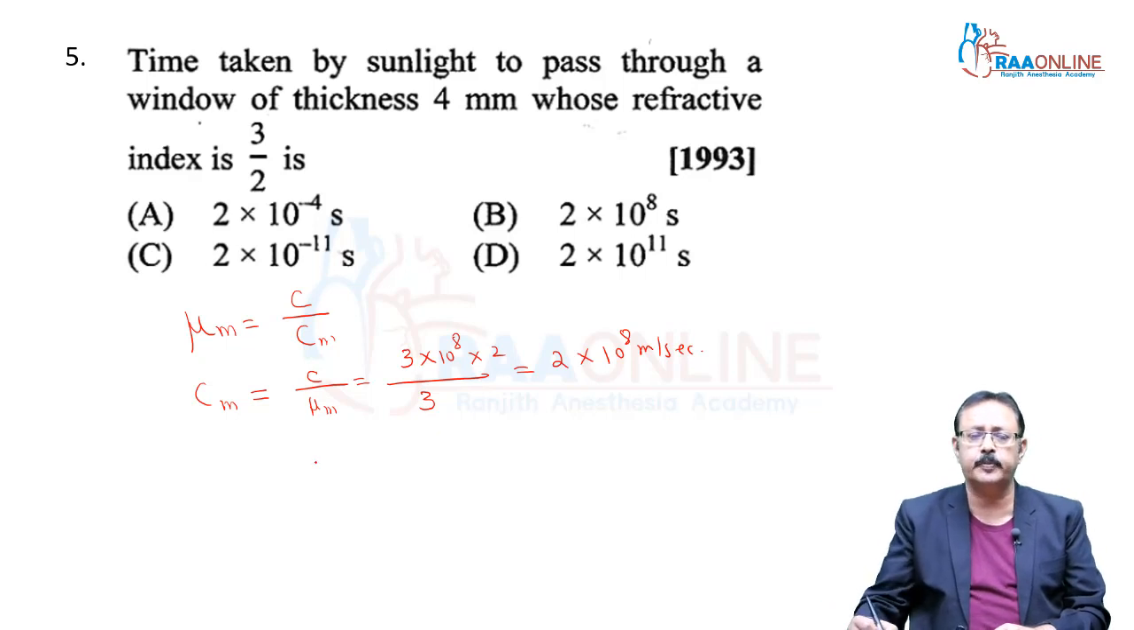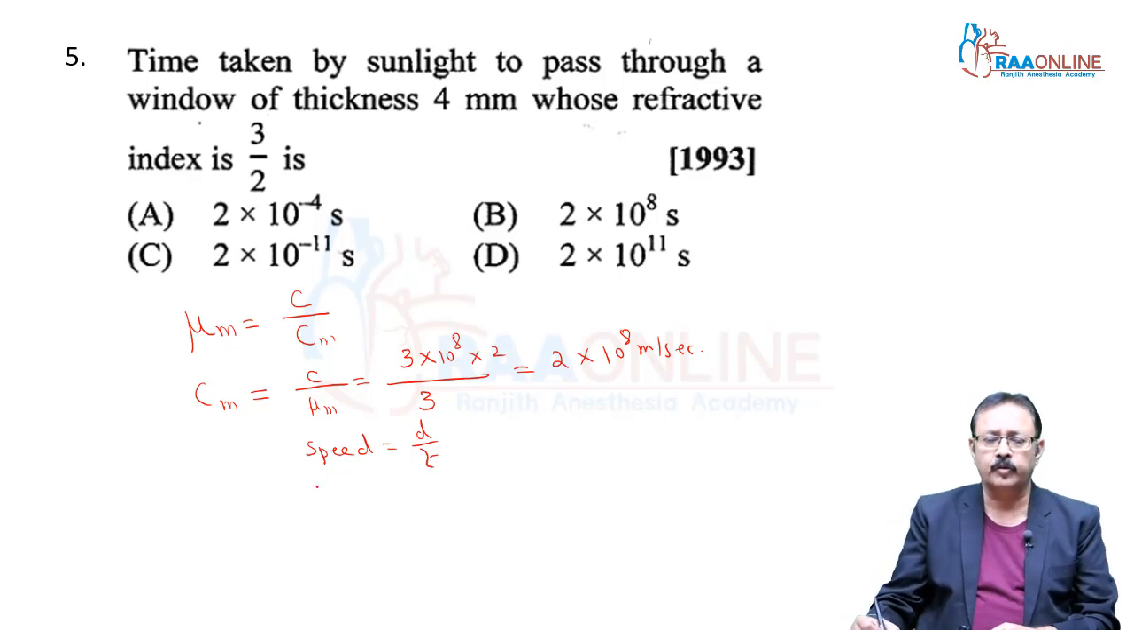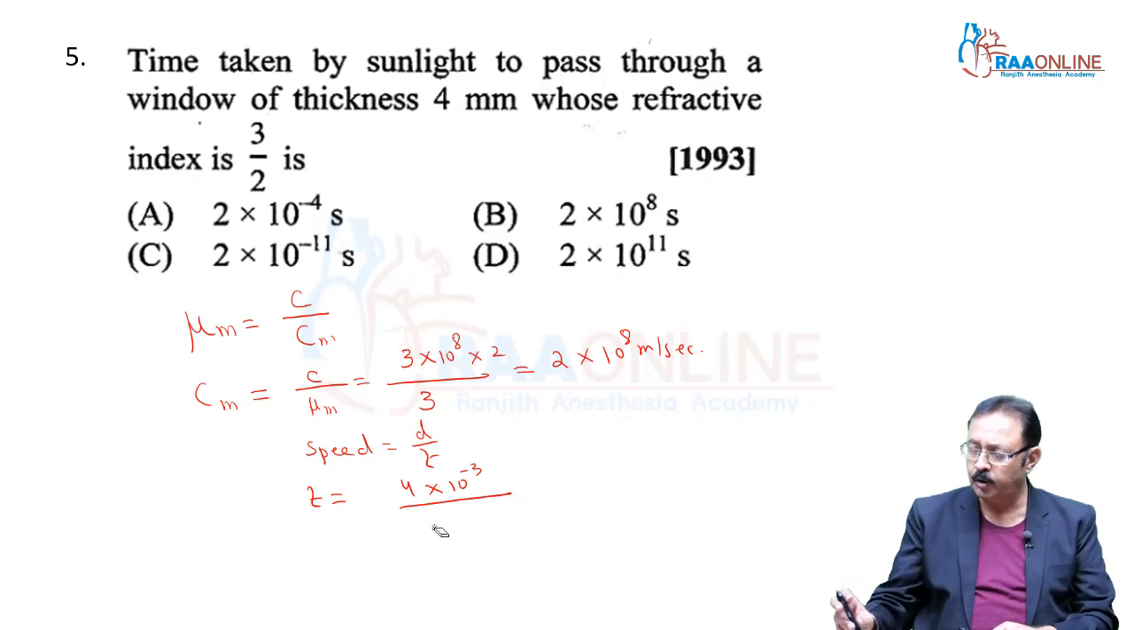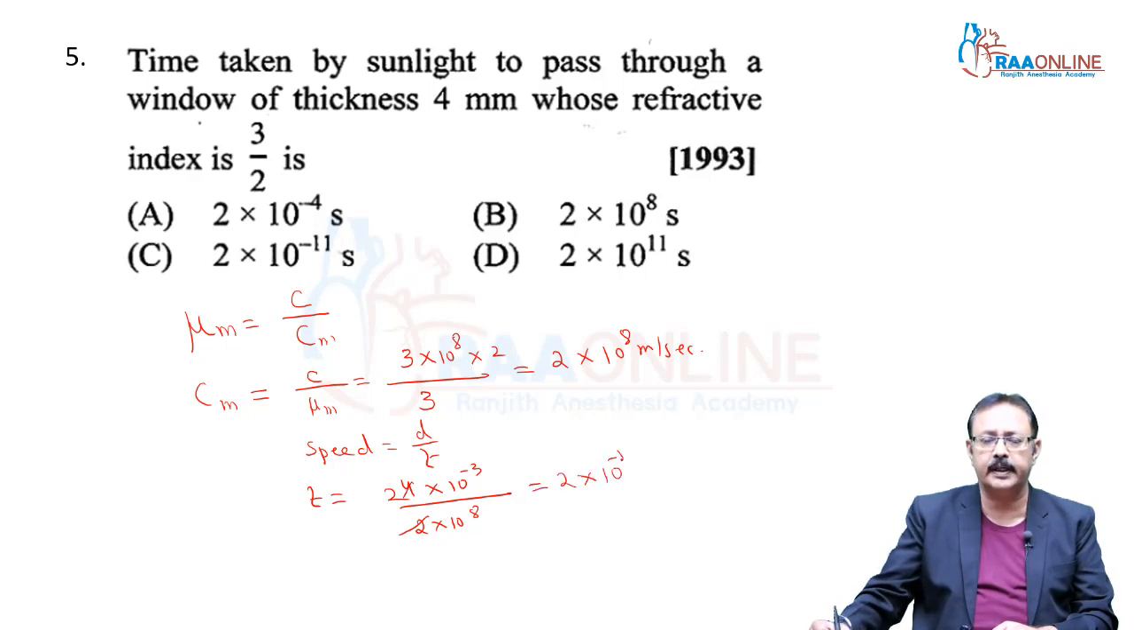But we know that speed is equal to distance upon time. So what time will it take to cross this distance? Distance is 4 millimeter, 4 into 10 to the power minus 3 meter, upon speed, which is 2 into 10 to the power 8 meter per second. So 2 2s are 4. Take 8 in the numerator. So you will get 2 into 10 to the power minus 11 second. So we will go with option C.